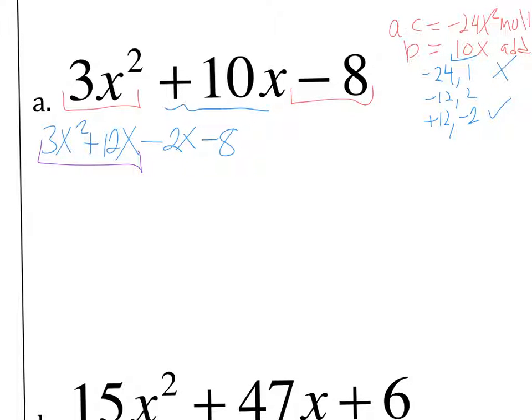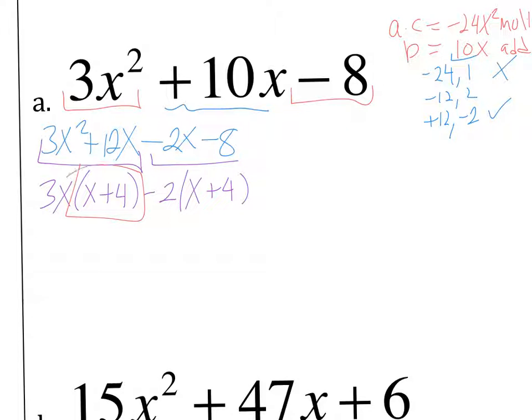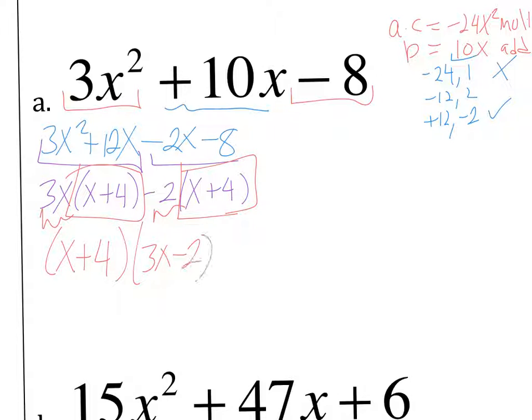I factor my first two. They've got a 3x in common. I'm left with x plus 4. I factor my second two. I can take a -2 out of both of these, and I'm left with x plus 4. Now I look and I see that they have an x plus 4 in common. I'm going to undistribute this x plus 4 and get x plus 4 out front. My leftovers are 3x minus 2.